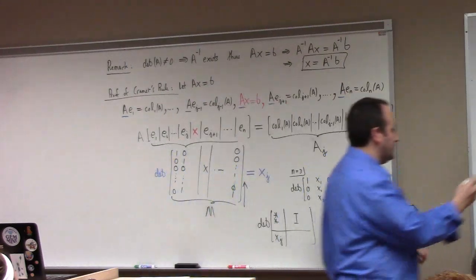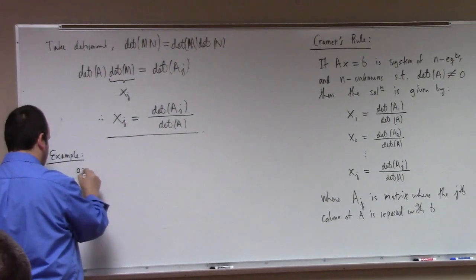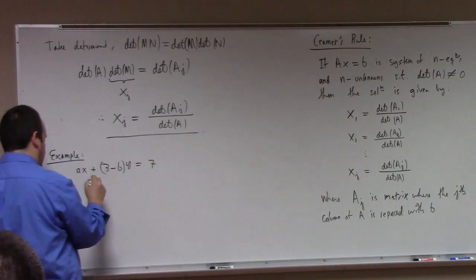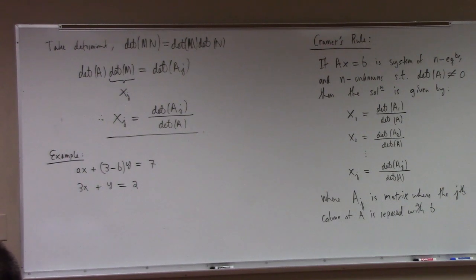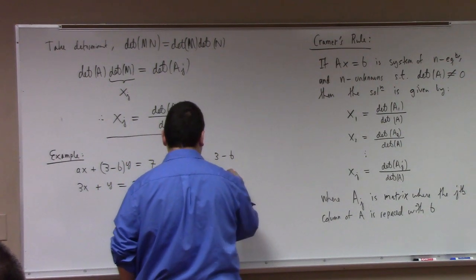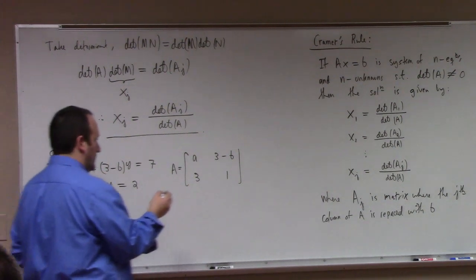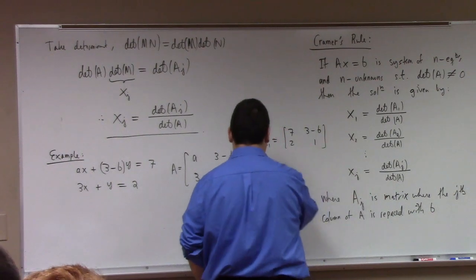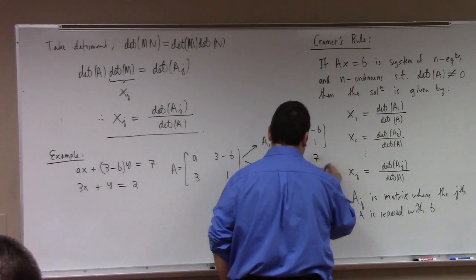So, an example. Suppose we wanted to solve, I don't know, ax plus (3 minus b) times y equals 7, and 3x plus y equals 2. All right. So this is a, 3 minus b, 3, 1. That's my coefficient matrix here. And so A1 is 7, 2, 3 minus b, 1. My A2 is a, 3 minus b, 7, 2 for the second column.